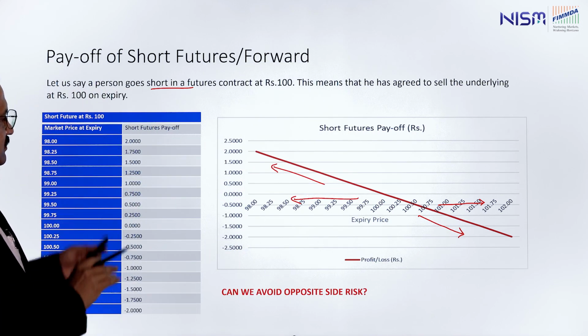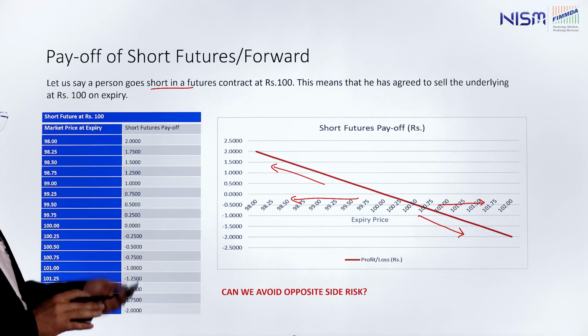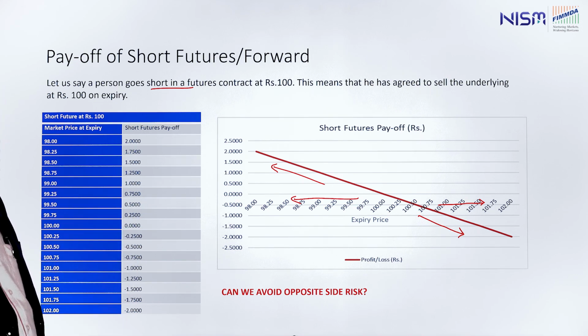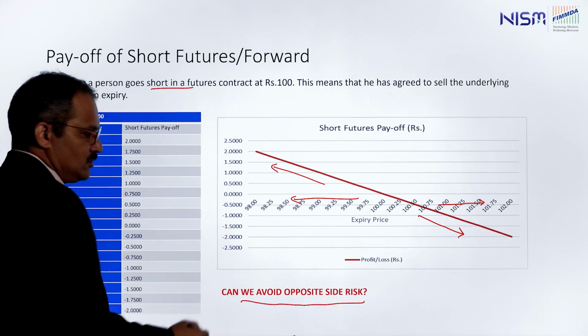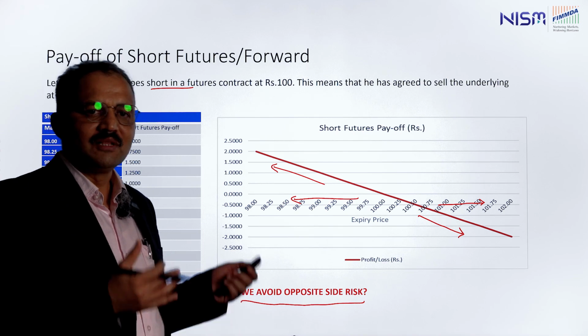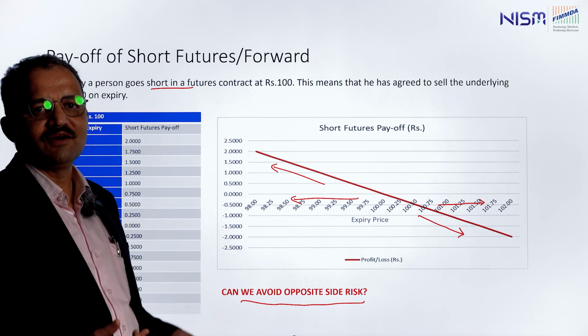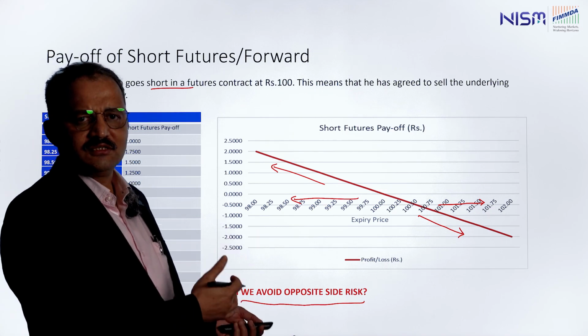Whether you are doing a future or a forward, the opposite side risk is going to remain. And how can you avoid this opposite side risk? For avoiding opposite side risk, you have an option. Similarly, in case of interest rates, you will have an interest rate option. We will see interest rate options in the subsequent slides.